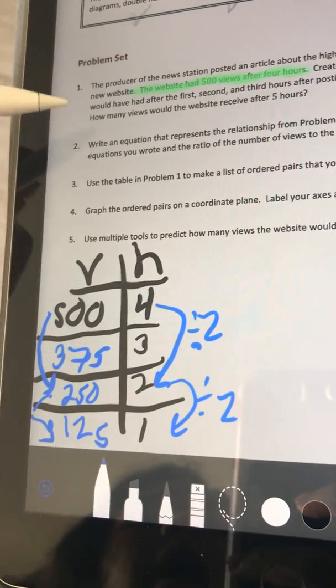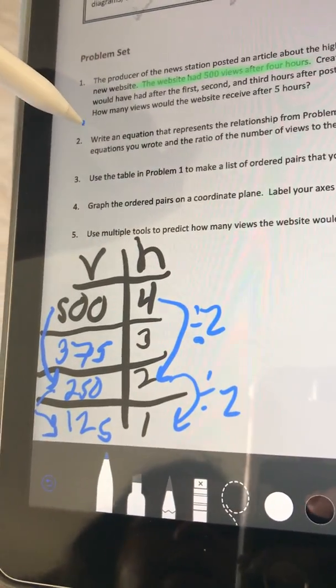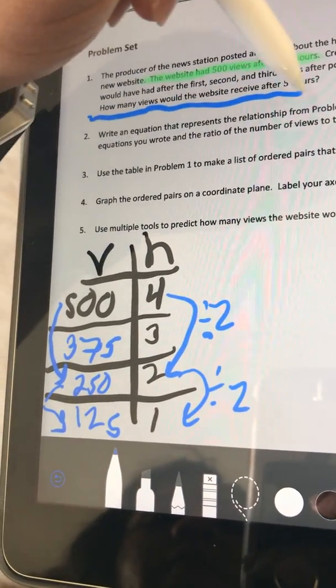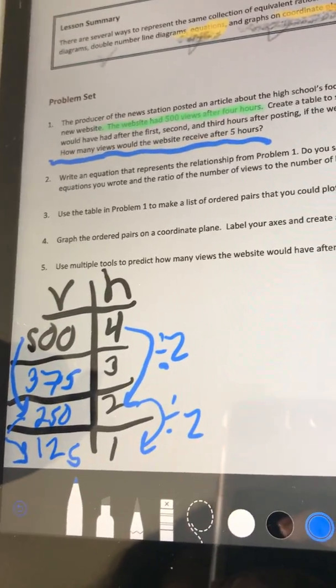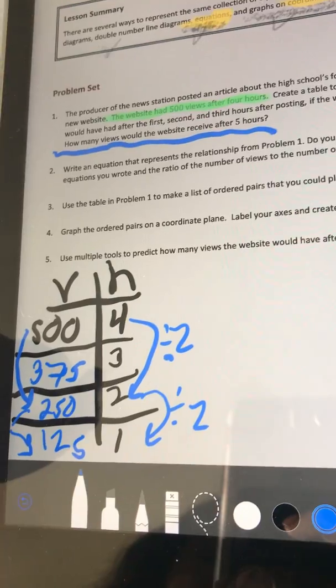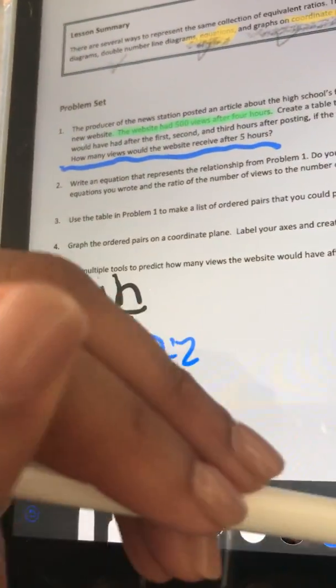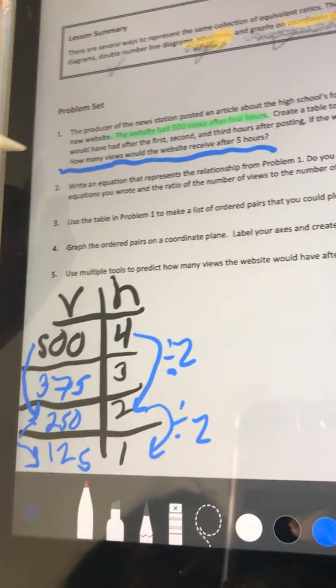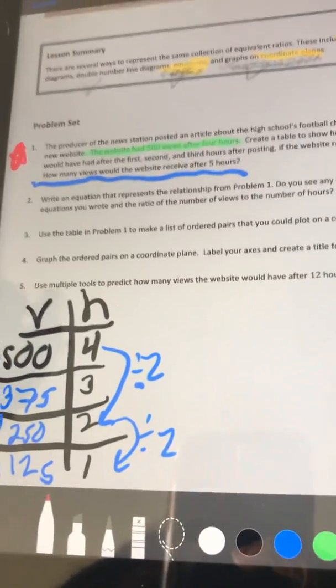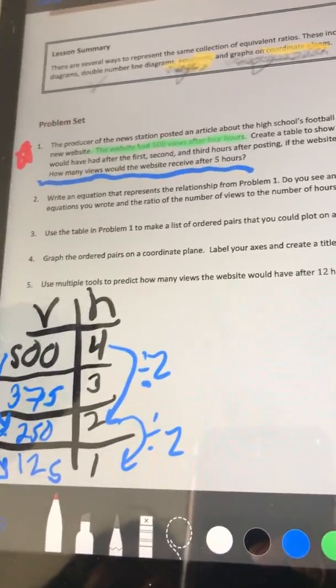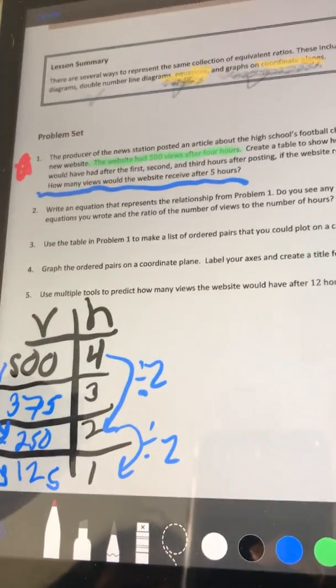I'm going to let you figure out, we didn't answer the question yet. So the question is, how many views would the website receive after 5 hours? Can you figure out how many views the website will receive after 5 hours? I'm just going to help you with one more part, but I'm just going to let you know, you still need to do number 1. We're not done. You need to solve that. But I'm going to help you with one more part because I foresee people struggling with this.